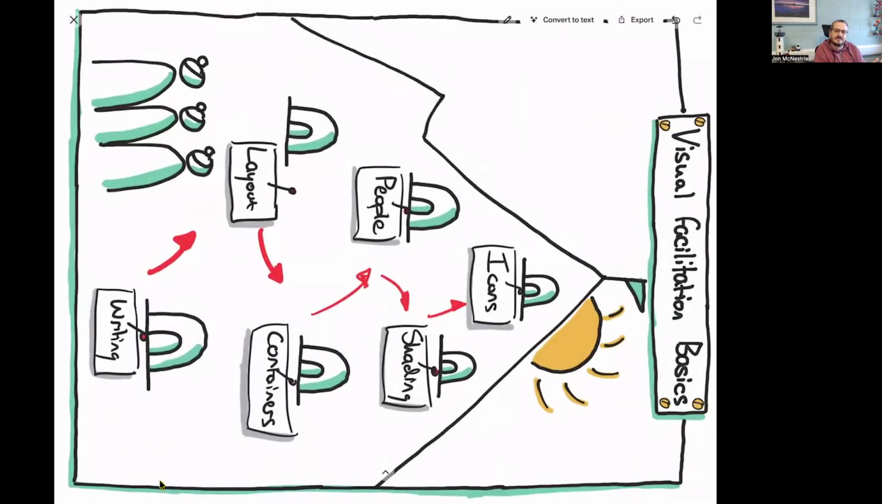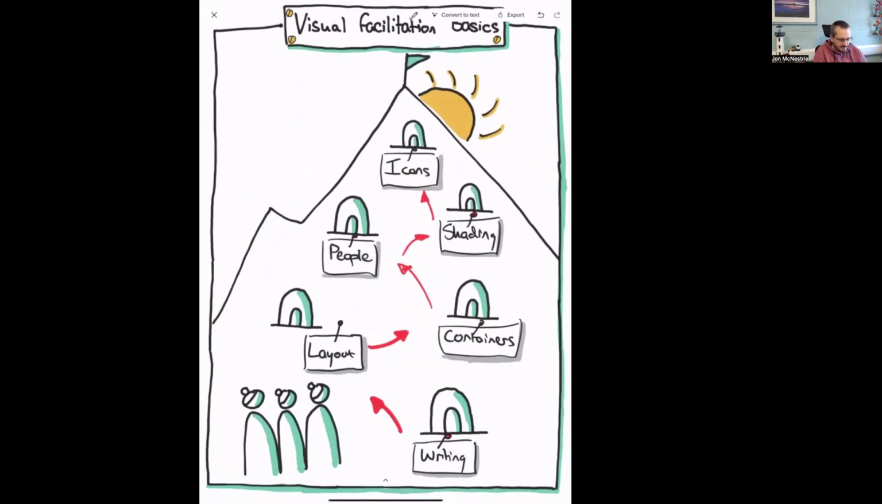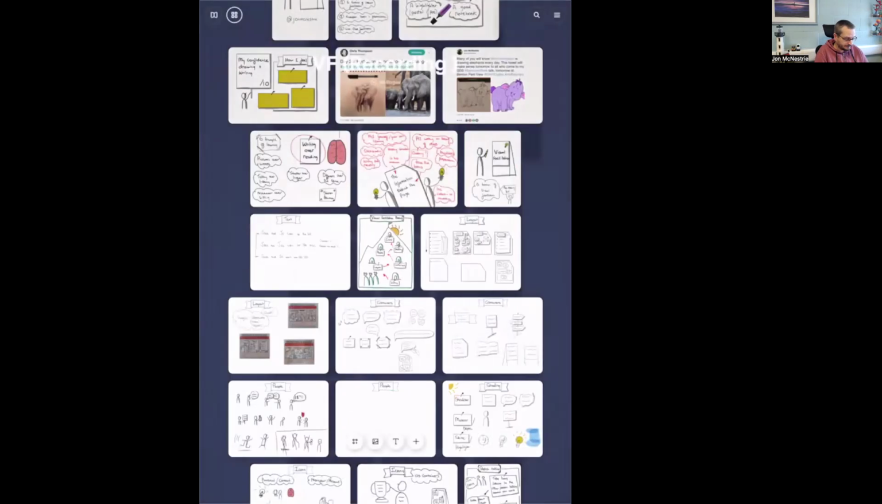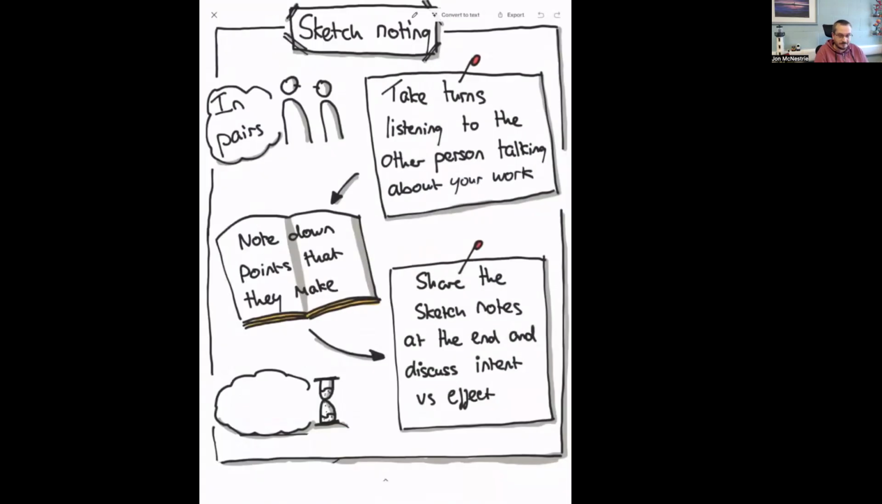That is the four basics. Writing, layout, containers, people, shading, and icons, with the first three being really foundational. At this point on the live course, I usually ask people to do some work. I'm just going to put this here. You would need to go find someone to do this with. A lot of people come to this course to be able to use these skills with others.